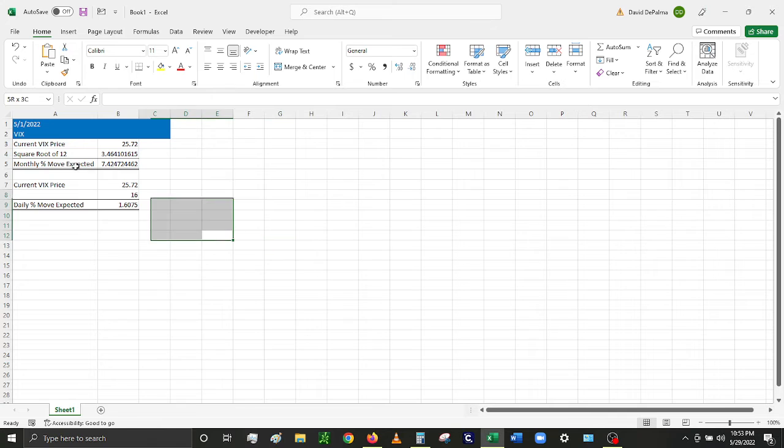And these formulas here are not my intellectual property, actually. They are per the CMT. That's where I got them. And this is the professional method for computing expected moves in the market using the VIX.